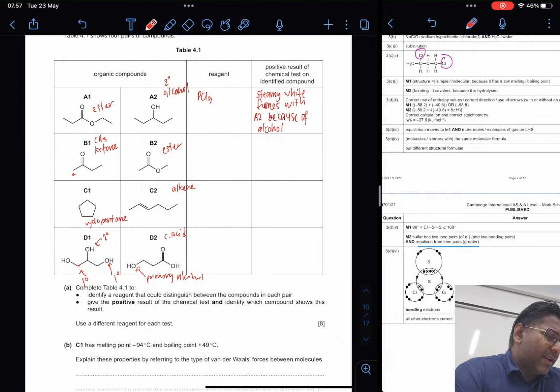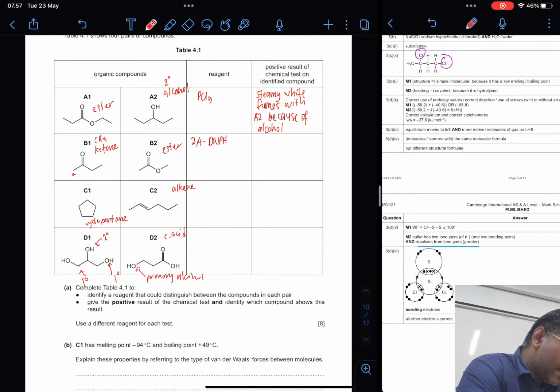Okay, you can use 2,4-DNPH. You can use Fehling. No, Fehling is for aldehyde only. Yeah, you can use 2,4-DNPH. Or you can actually use the triiodomethane reaction, because there is a CH3 group over there. So how to identify? So now I want to identify ketone.